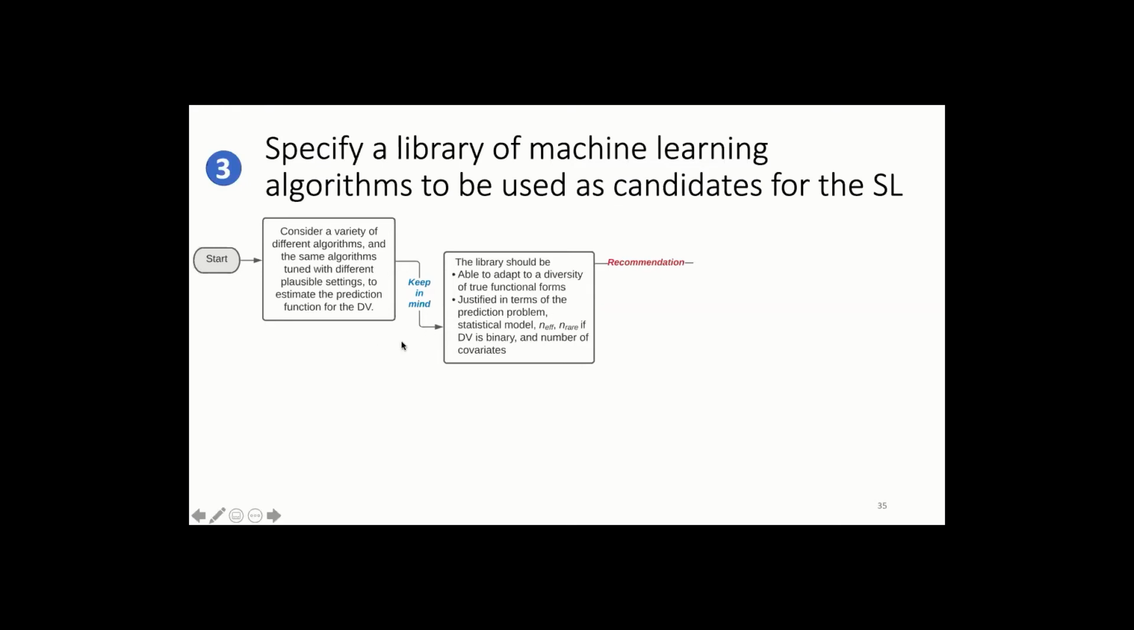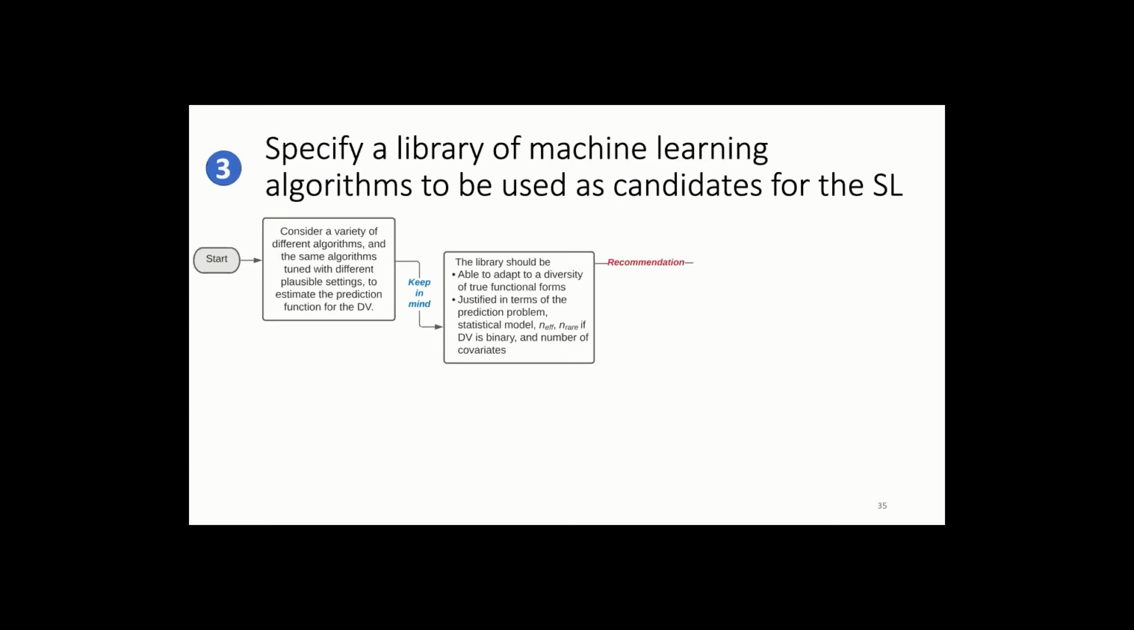The library should be able to adapt to a diversity of true functional forms. So it's not enough to include 3 parametric models or 3 of the same type of learning algorithm in the library. It needs to contain a diversity of different algorithms so that it can adapt to potential true functional forms, which we don't know, but we are trying to learn.